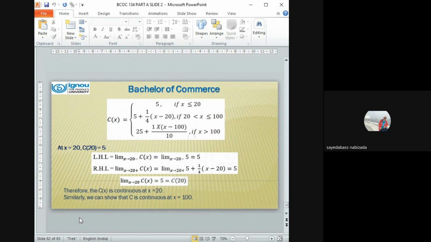the second function is equal to 5 plus 1 by 4 times x minus 20. When you apply the limit, what will happen? This becomes 5. You will be getting 5 only. And the value at x equal to 20 is 5. That means in all three cases, your value is 5. That means the function C of x is continuous at x equal to 20.